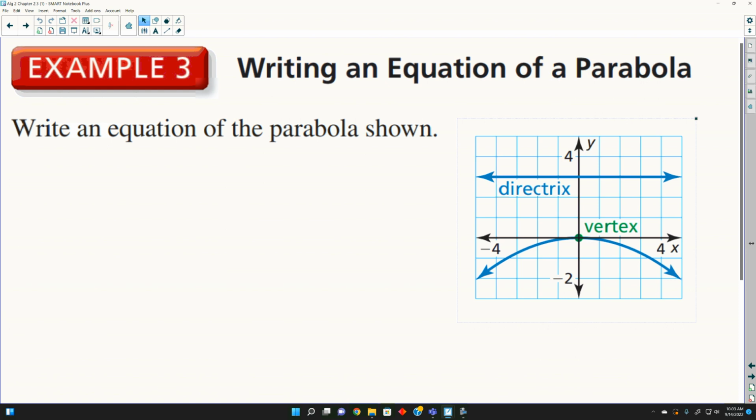So if we look at the graph for this one here, which direction does it open? Down. So it means it's going to be the equation y equals 1 over 4p x squared. Questions on this here so far?